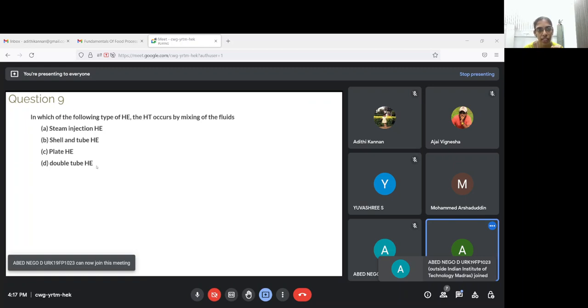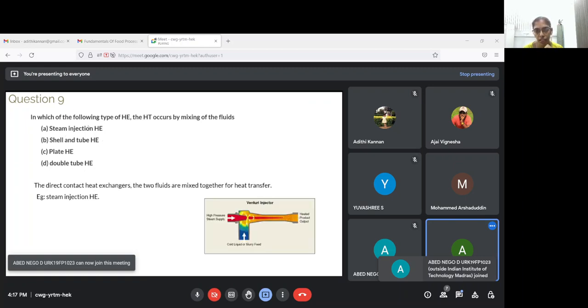So all these 3 types are indirect contact heat exchangers, whereas steam injection is a direct contact heat exchanger, where you will have your cold fluid or a cold feed that is passed through one direction, and you will have a very high pressure steam that is supplied directly into the feed, and this will result in mixing of the fluids and hence the heat transfer as well. So steam injection or steam infusion is a kind of a heat exchanger where you will have heat transfer occurring by mixing of the fluids. So the answer to this question is option A.